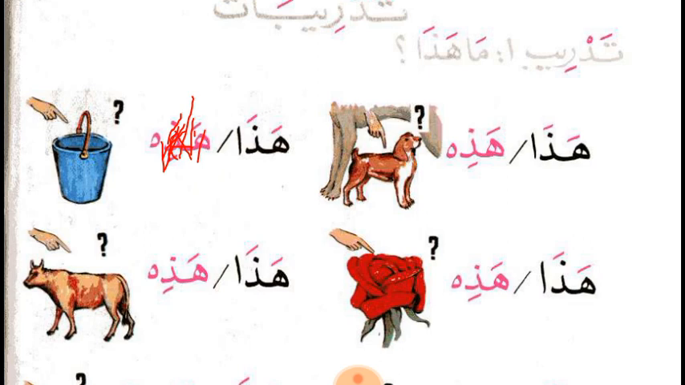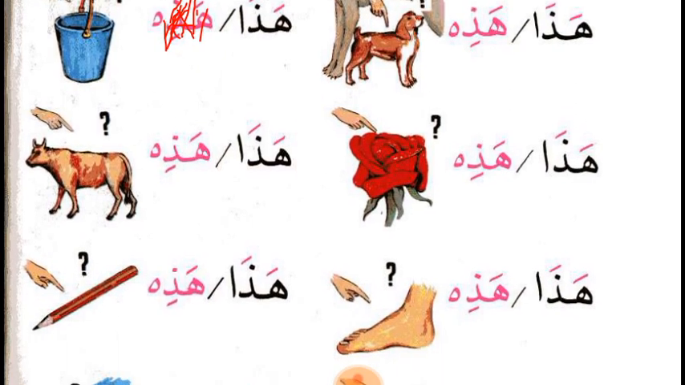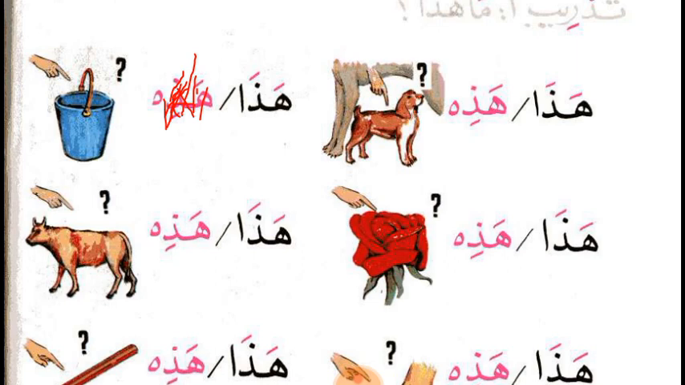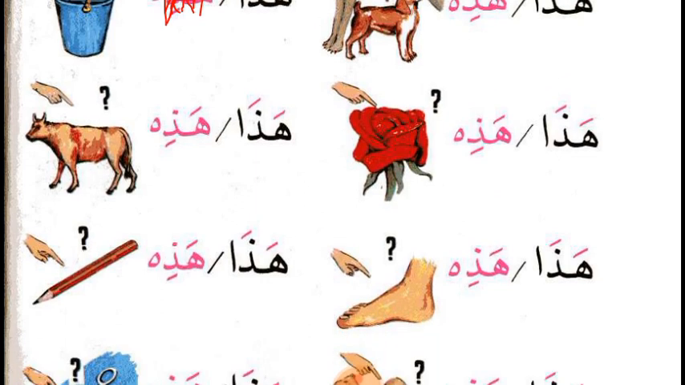Haza jarun. هذه وردة. Good. هذه وردة. هذا ثور. And what is this bucket called in Arabic? Second picture, this is a bucket. Yes. What is bucket called, which is the second picture of this question? Dalwun. Good. Haza dalwun. Okay. Hazihi qadamun. Good. Qadamun.